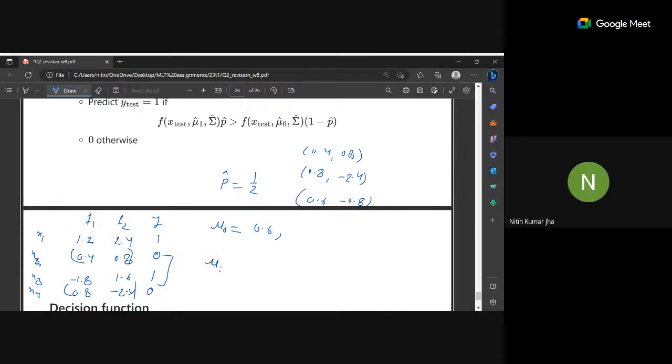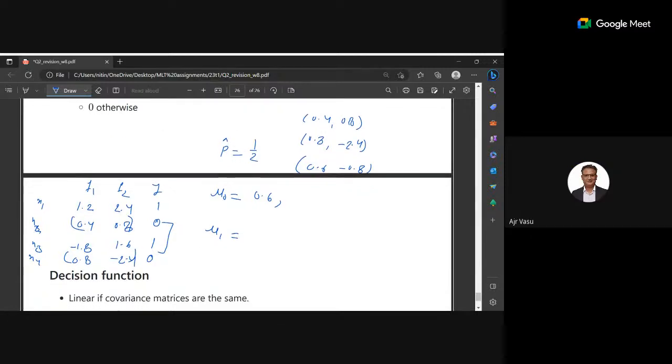What is mu 1? It is the mean of these two points. So this will be minus 0.3 and 2.0. So this is your mu 1.